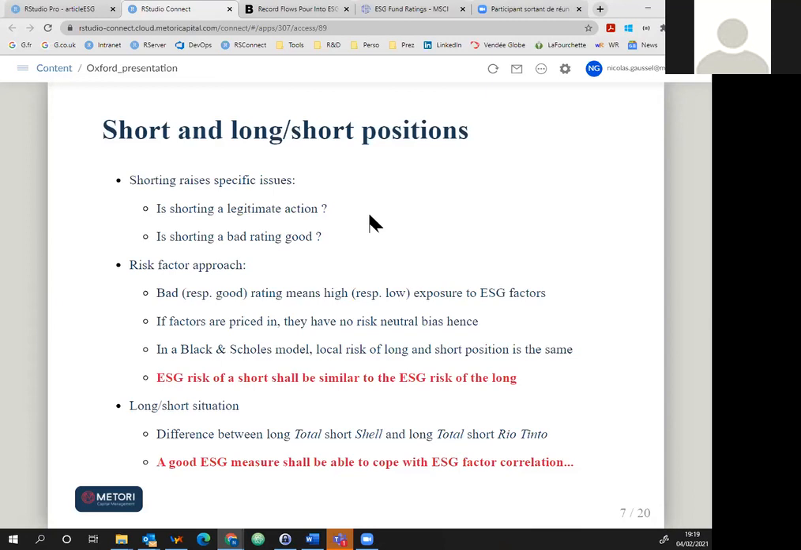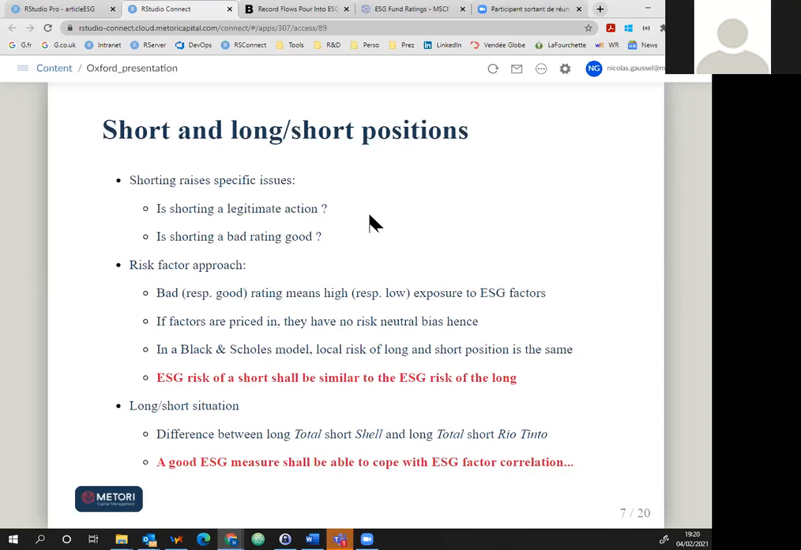symmetrical. And so if you see things that way, if you are heavily exposed on ESG factors, it means that you have a bad ESG rating. So it means both that you can lose a lot, but it also means that you can also win a lot of money. And if you think about it, it's very natural. In finance, markets are built in such a way that generally, if you can lose a lot, you can also win a lot. It's just a way of telling that reward should be proportional to risk in some way. So with this vision, the risk of a short position should be similar to the risk of a long position.